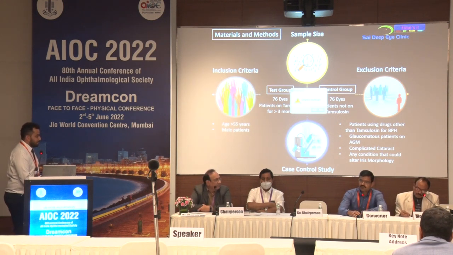I'll ask you the reverse of the essence of your study. How many patients were on tamsulosin for more than 3 months, but you did not find a baseball bat sign in them? So, sir, our study had a test group of 76 eyes, out of which there were, I think, 4 eyes where we did not find the baseball sign at all, because we considered the baseball bat sign as 75% reduction. So there were just 4 patients who did not have a reduction of at least 75%. Yeah, that's okay. But how did those 4 patients behave on table?